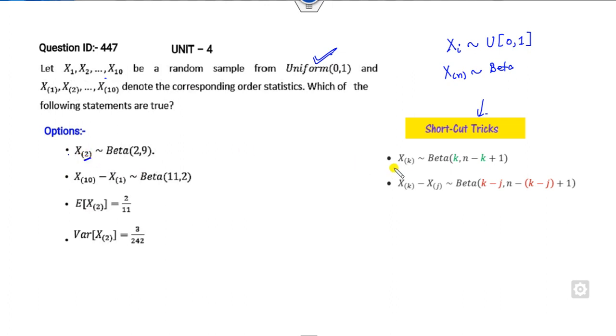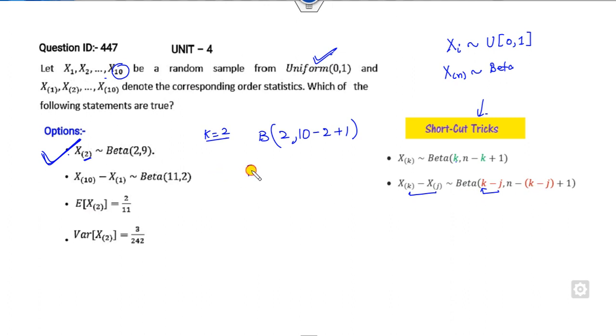If you compare them, k is 2. So we can substitute here: this is a beta distribution, k is 2, and how many samples are there? These are 10 minus 2 plus 1. Clearly this is the right answer. Look at the difference. The difference also follows the beta distribution. The only change is that it is k minus j.